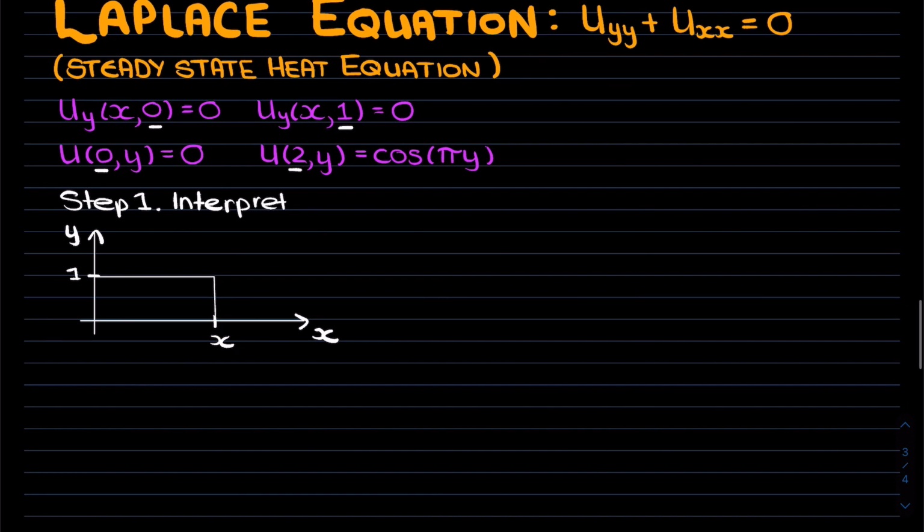And here, I might write this in a different color, we have u equals 0. Here we have u of y equals 0. Here we have u of y again equals 0. And here we have u equals cosine pi y. So we have these boundary conditions, and there are four of them.